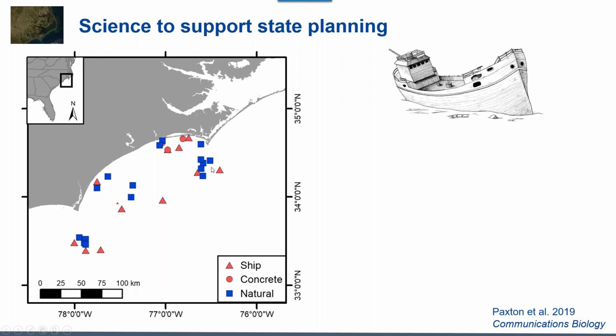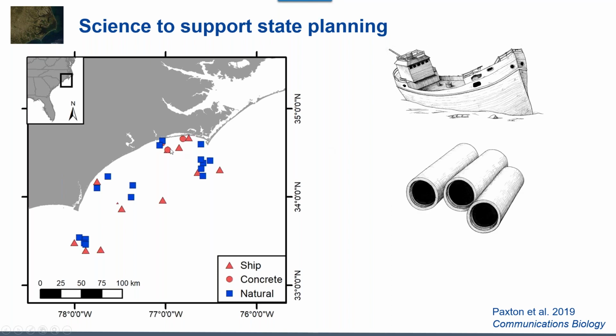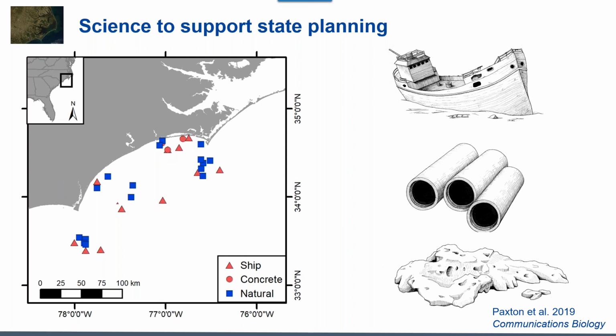They extend across an approximately 200-kilometer stretch. And half of the reefs were artificial, shown in red, and they included ships, with the red triangles, and concrete structures, shown in the red circles. And they also included the natural sites. Some of them were pavement type morphology, and other ones were pronounced ledges, and some were mixed hard bottom. And those are shown with the blue squares.